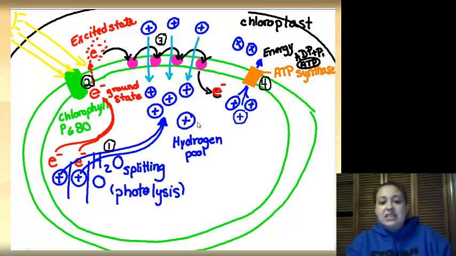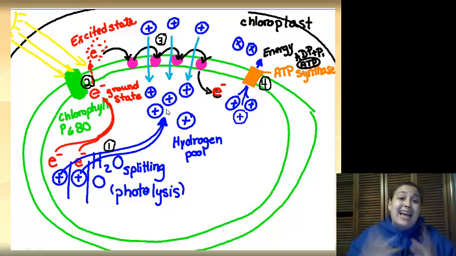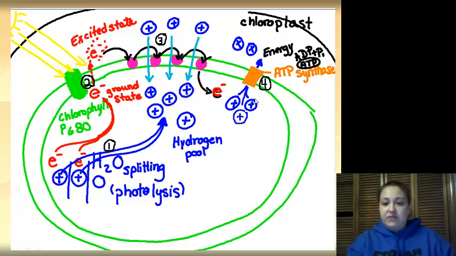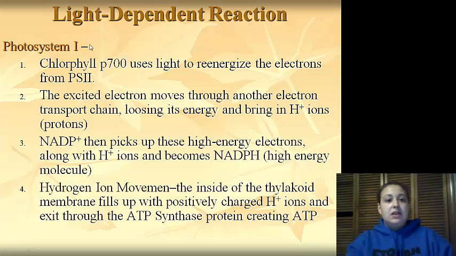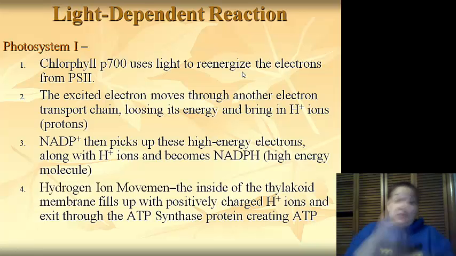But we have all of these protons, or hydrogens, inside the thylakoid. Well, we can take 3 of them, push them out through an ATP synthase, and create 1 ATP. So we've created some energy. Now this tired electron, we're not done with him. He actually goes through photosystem number 1. The chlorophyll P700 uses light to re-energize the electron from photosystem number 2, so it's all excited again. It's got to do something, so it moves through the electron transport chain again, losing energy and bringing in those hydrogen ions, or protons.